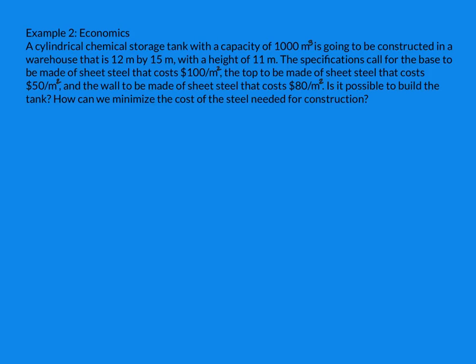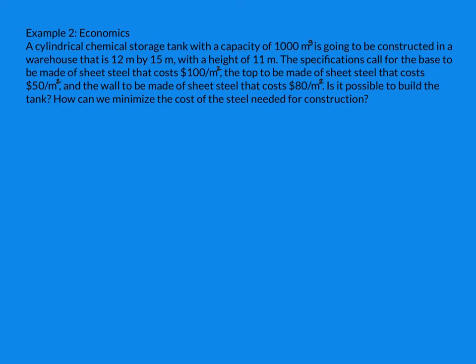Another common category will be economics. So we could be talking about things like revenue, profit, cost, and sometimes you may even see science examples. This kind of combines two of them. So we have a cylindrical chemical storage tank with a capacity of 1,000 meters cubed. So that's the volume it needs to have.